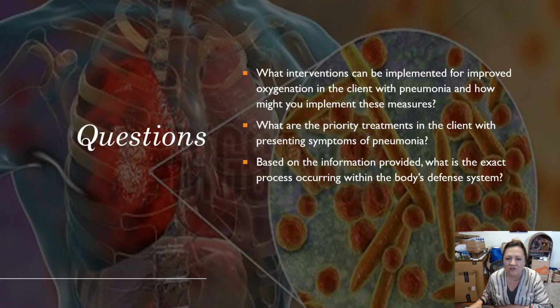Questions. What interventions can be implemented for improved oxygenation in the client with pneumonia, and how might you explain these measures? What are the priority treatments of the client with presenting symptoms of pneumonia? And based on the information that I have provided, what is the exact process occurring in the body's defense system?